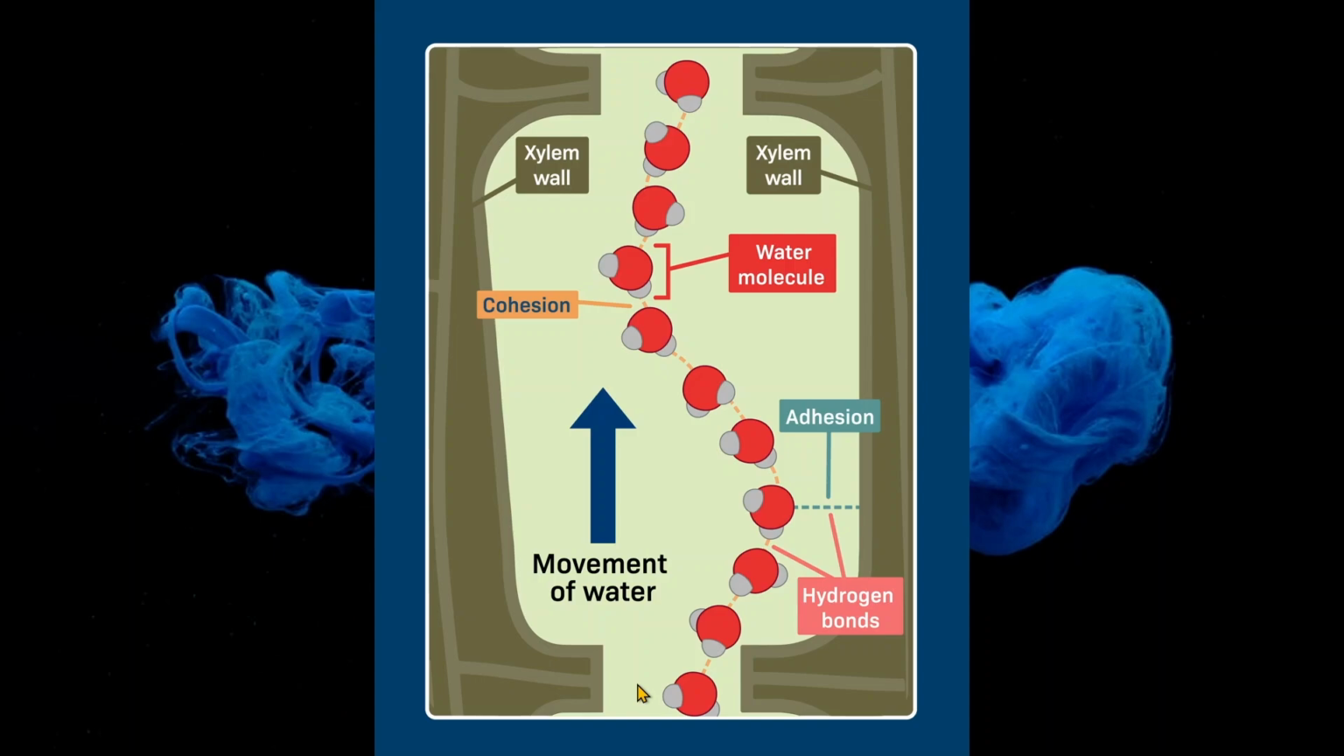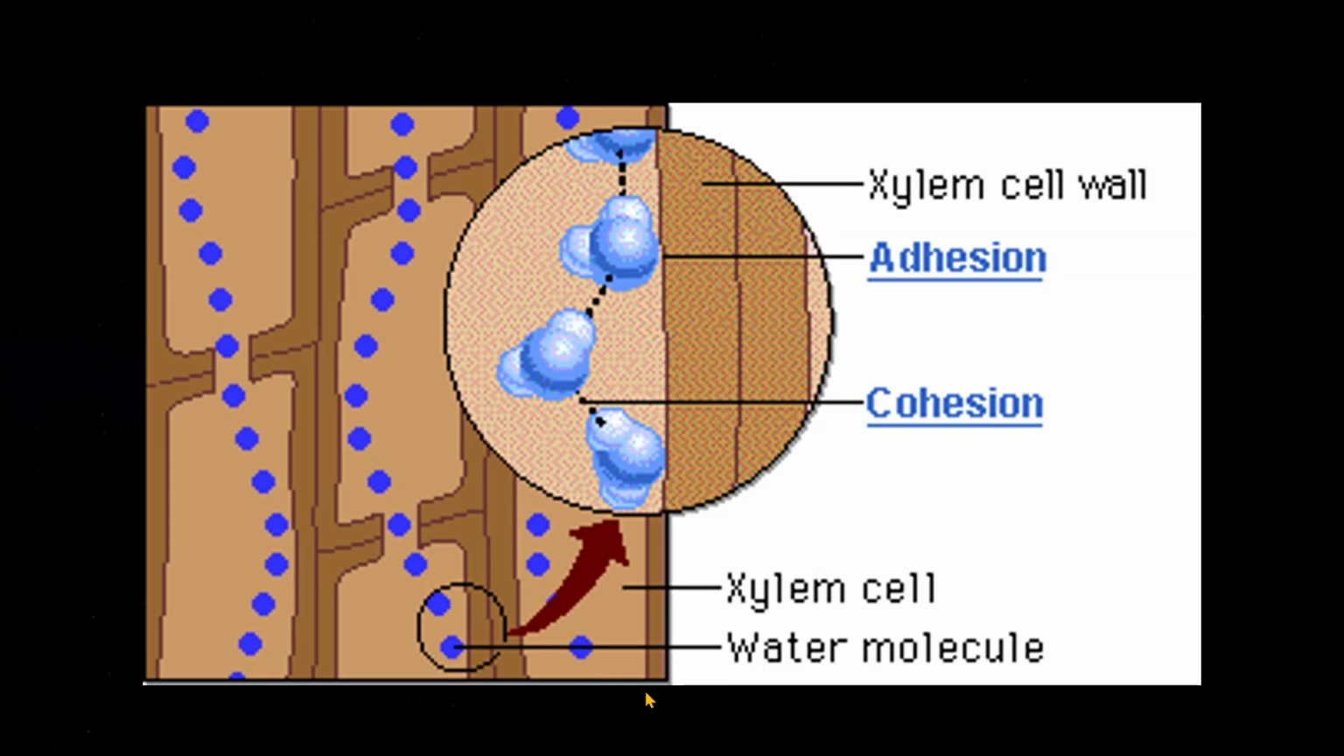The plant vessels that deliver water from the roots to the leaves are the xylems. Here we can see water moving up through the xylem of a plant. This upward movement is driven by capillary action, where adhesion helps water stick to the walls of the xylem tubes and cohesion pulls other water molecules along. Together, they allow plants to transport water from the roots all the way to the leaves.